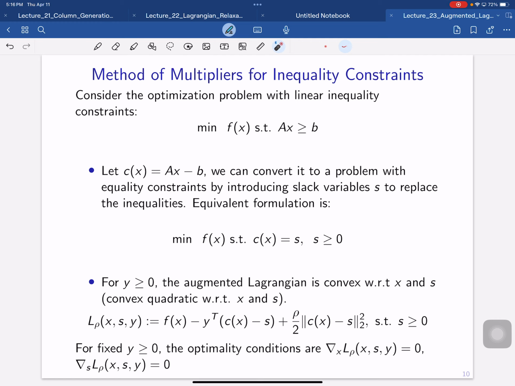So here we wrote the augmented Lagrangian for this problem. We only dualize this equality constraint. We still leave the inequality constraint as a constraint. Then you can apply the techniques we already developed for the equality constraint to solve this problem.